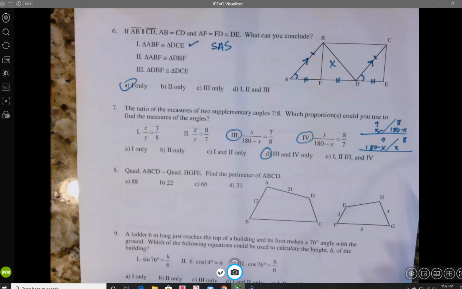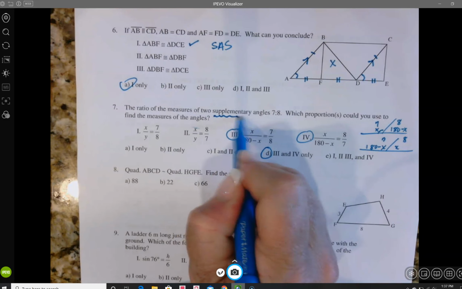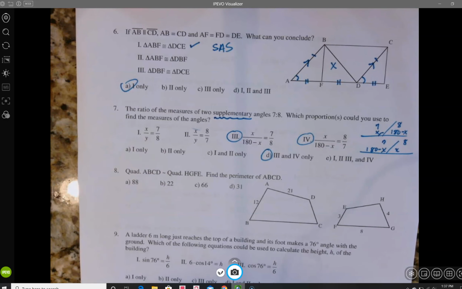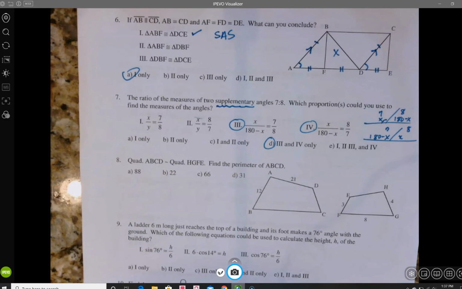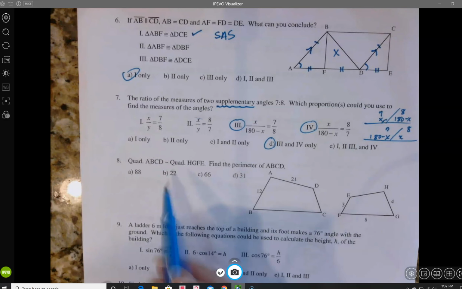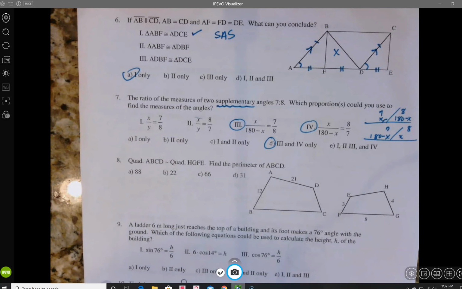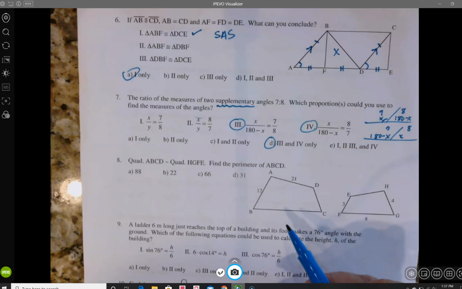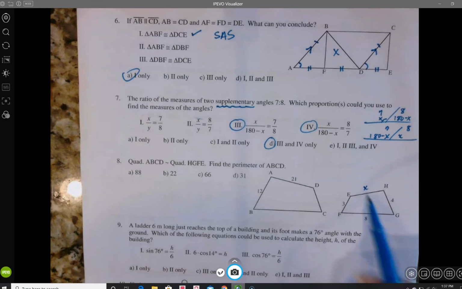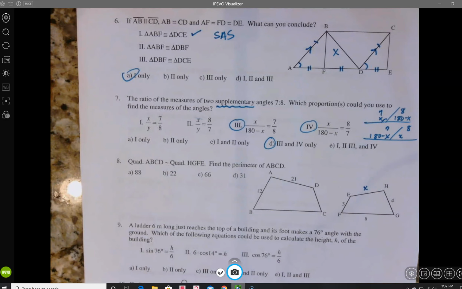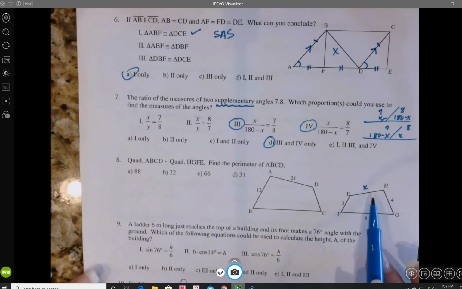The other ones really don't take into account the fact that there's this word supplementary here. So somewhere in your problem, you're going to have that 180 degrees from supplementary. Now, number 8 is a quadrilateral problem, and they're telling you that the two quadrilaterals are similar. So we just need to know that when things are similar, their perimeters are proportional, just like their sides are proportional. I've got a couple of pairs of sides that can match up. If I'm going to know the perimeter, I do need to find this missing side.